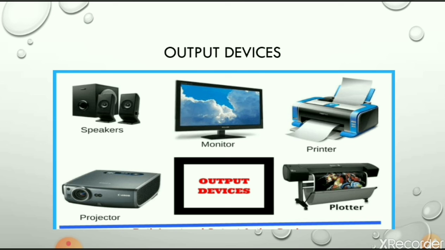Now come to the projector. It is also an output device that projects pictures and films onto a screen or wall. Now come to the plotter. It is also an output device. It works the same as a printer, but it is used for printing big maps and graphics.